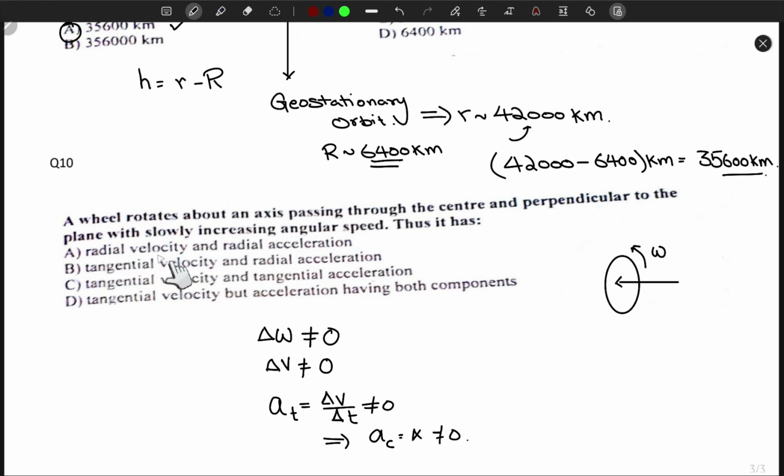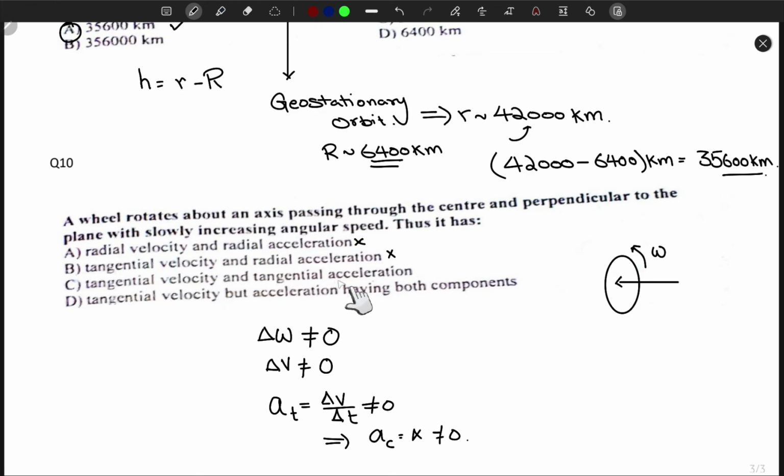So option A says radial velocity and radial acceleration. Well, as we saw, it would also have angular velocity and angular acceleration. It does not mention that, so that's not true. Tangential velocity and radial acceleration. Again, it would have tangential velocity, but it would also have angular velocity, and it will also have angular acceleration. So similarly, this would also not be true.